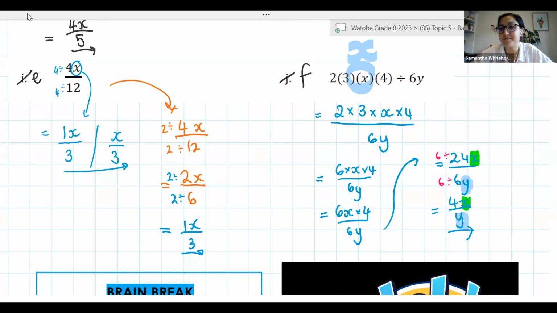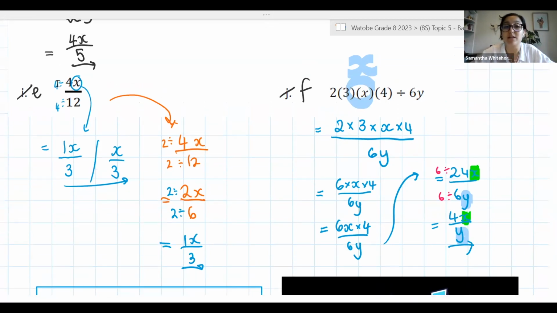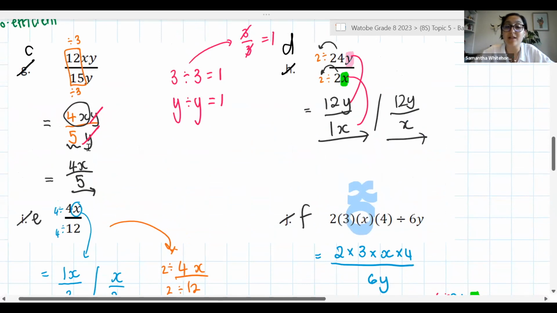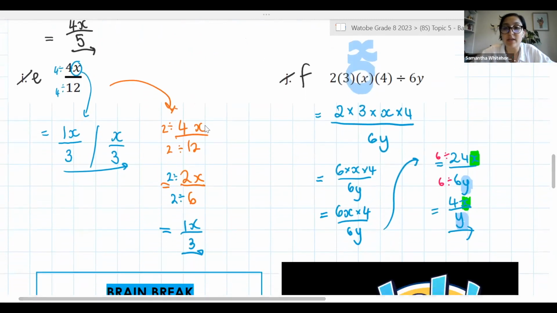Okay, Umfa? Ma'am, is it a must to add the variables? Yes, the variables are there, they can't just disappear. Good. Okay, so guys, your variables must be there. The only time they won't be there is if you cancel them out. So if we go back to C, we canceled out the Y, so the Y fell away. But in E and F, there was no canceling of the variables, so they needed to stay there.